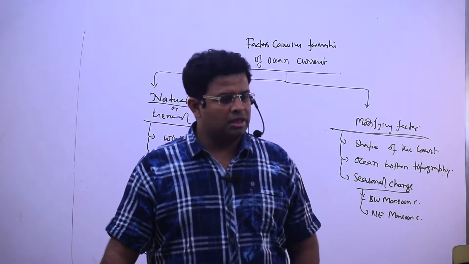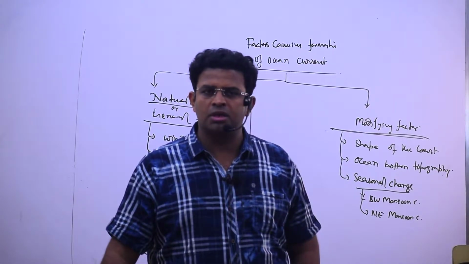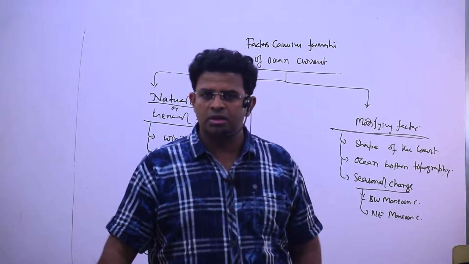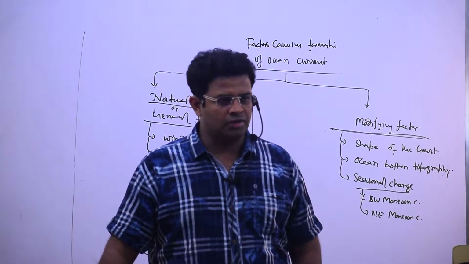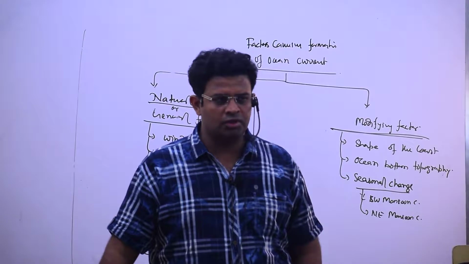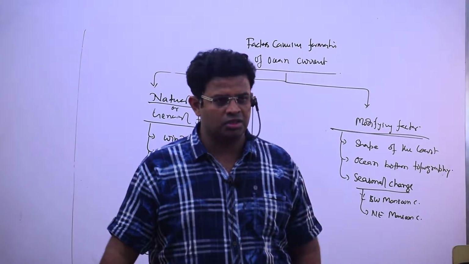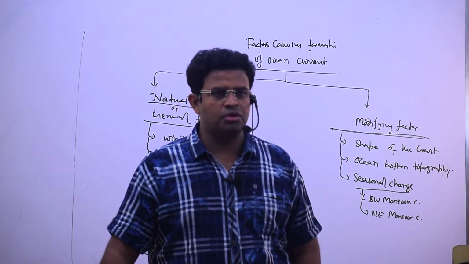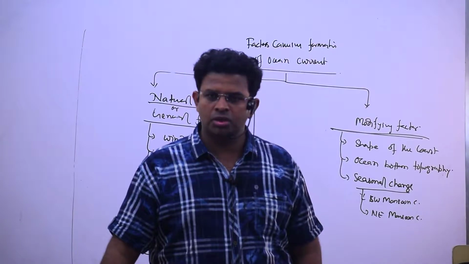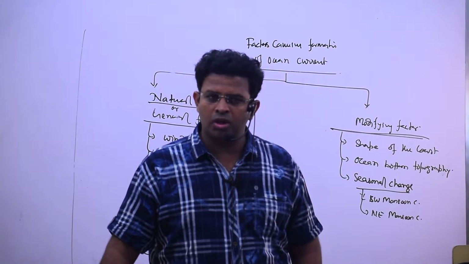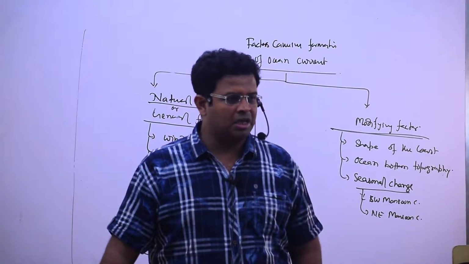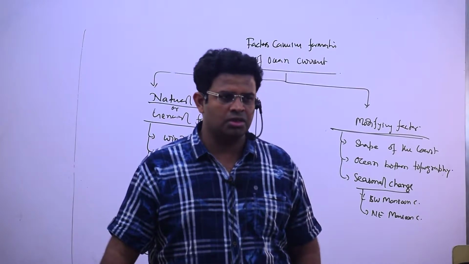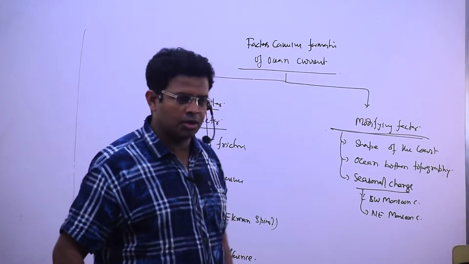Understood? Thereafter we have seen the natural or general factors: wind and its friction, D for density, P for atmospheric pressure, P for precipitation, then Coriolis force, melting of glacier, and the last one is temperature difference. Is it okay?